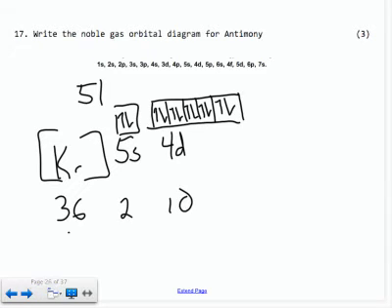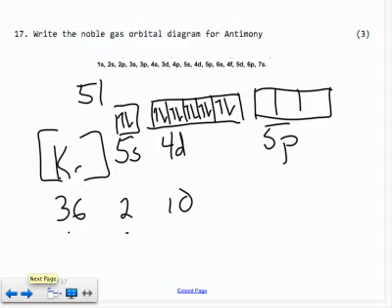So now I'm up to 36 plus 2 plus 10. That's 48. And the next orbital in the sequence is 5p, which has 3 boxes. I only need 3 more electrons, so I'm going to split those up into the 3 boxes. So 5s2, 4d10, 5p3, and 36 plus 2 plus 10 is 48 plus 3 equals 51. So I have the right number of electrons.